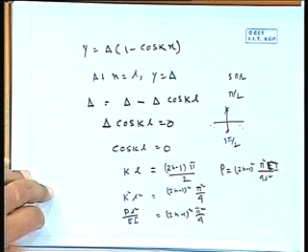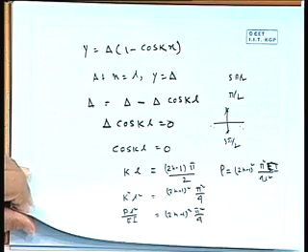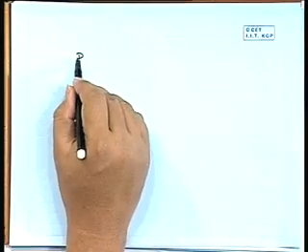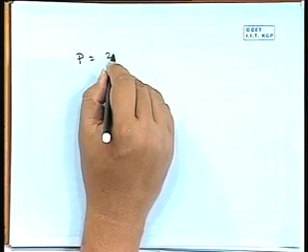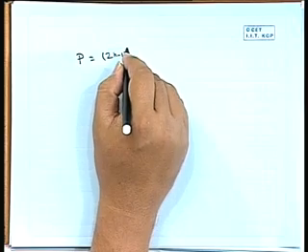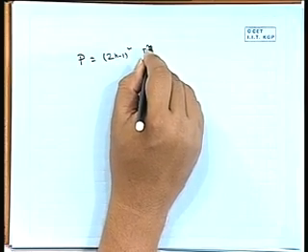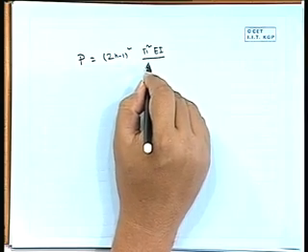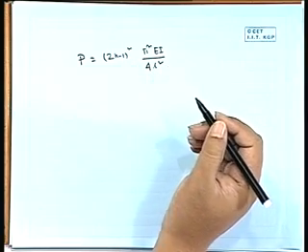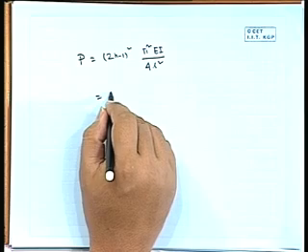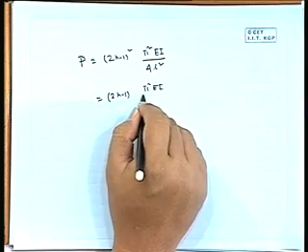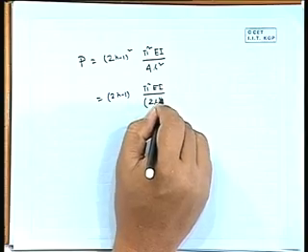Or if we write in a fresh way, P equal to (2n minus 1) square, that part if you take here, it will be pi square EI by 4L square, right? Or we can write (2n minus 1) square pi square EI by 4L square.